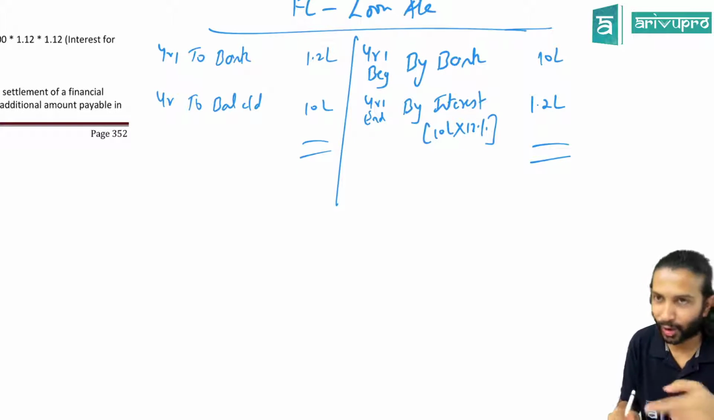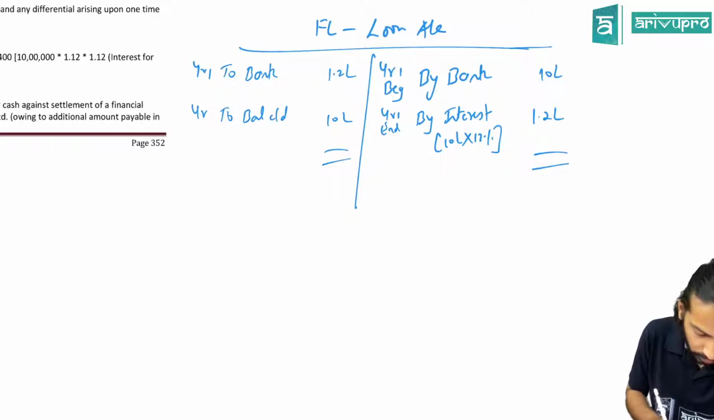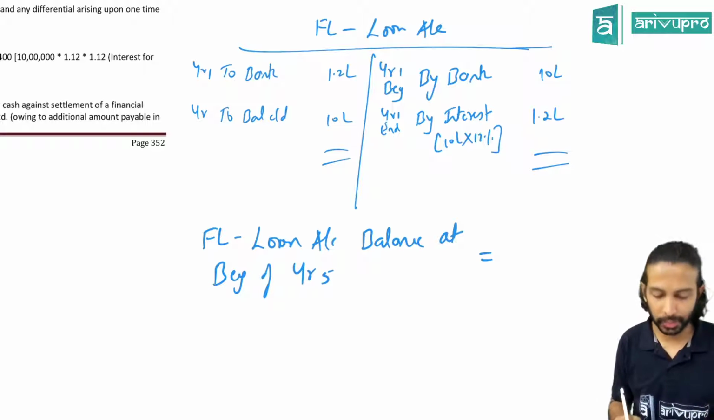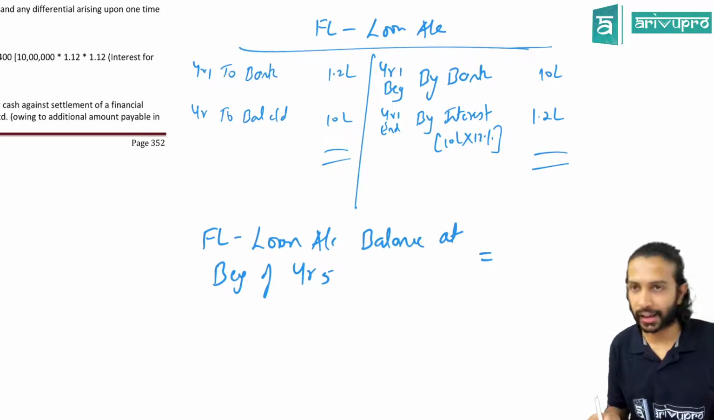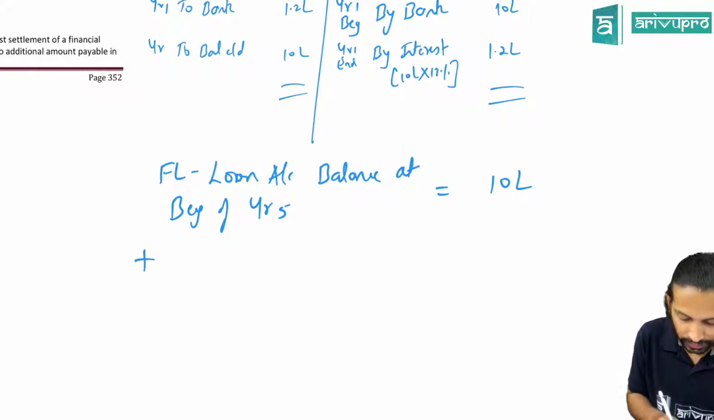Correct? Now I'll not do for all the 3 years. You got the funda, no? That means I'll write here FL loan account balance at beginning of year 5. At the beginning of year 5, how much do you think will be the loan? At the end of year 4, it will be 10 lakh. Beginning of year 5, it will also be 10 lakh. Yes or no? Then 5th year interest will be charged.